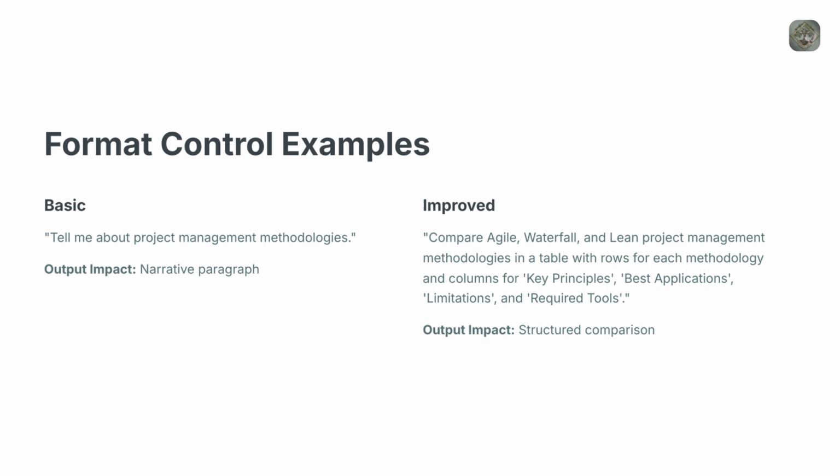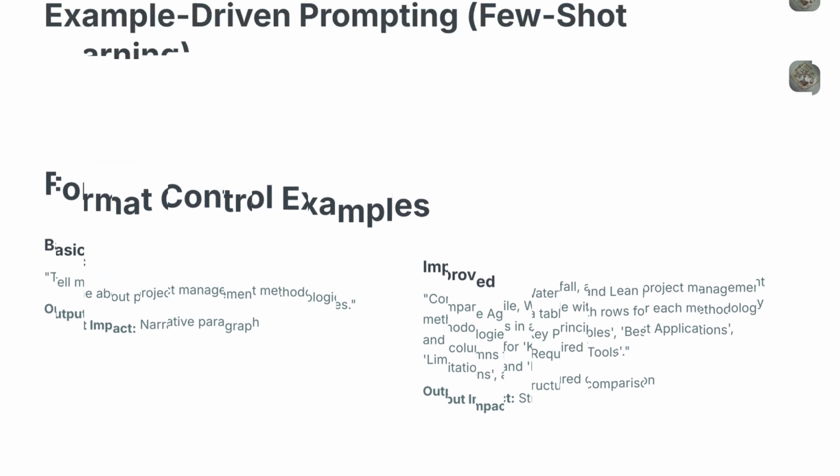This structured request produces a comparative table where differences are immediately visible. The format dramatically changes how you process the information. Narrative text requires sequential reading and mental comparison, while a table enables instant visual comparison across specific dimensions. This simple formatting technique transforms the same information into a significantly more useful resource.